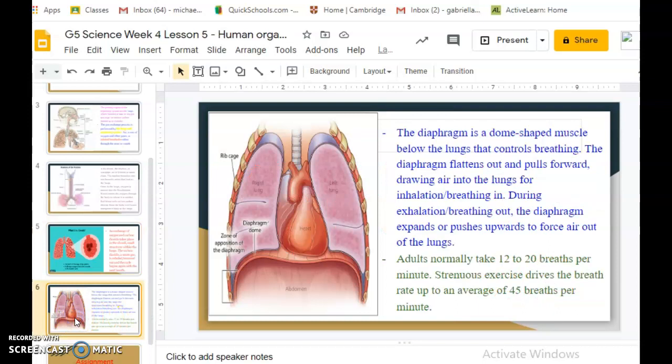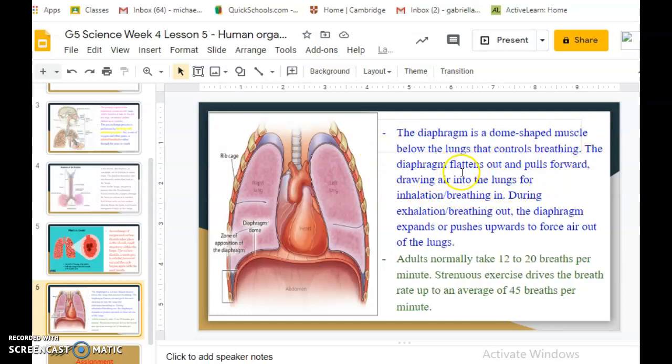Now, during breathing in and breathing out, there is this structure called the diaphragm. This is a layer of muscles capable of expanding and contracting. It is found down here at your belly. So the diaphragm is a dome-shaped muscle. Dome means it is curved, below the lungs, and it controls breathing.